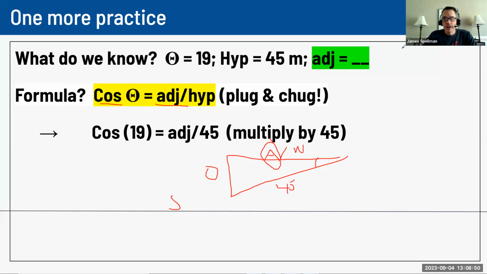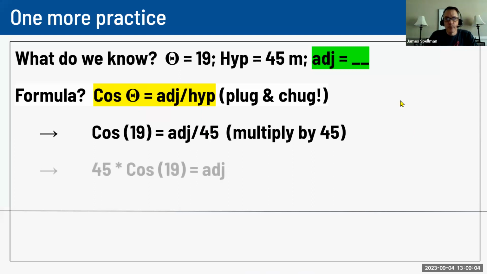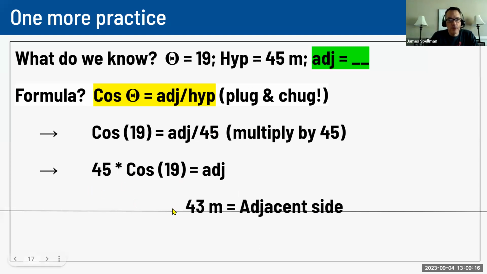So I wrote this one a little bit differently so we can see it. This is the way the formula is written on your formula sheet. But we can plug in the 19 degrees for the theta. We can plug in the 45 for the hypotenuse. And then we need to rearrange the formula. So to get the 45 off the bottom of the fraction, I need to multiply both sides by 45. So our answer is 45 times the cosine of 19. Plug that in your calculator. 45 times cosine of 19, hit equal. And our adjacent side is 43 meters. Again, that's how far west we're going.